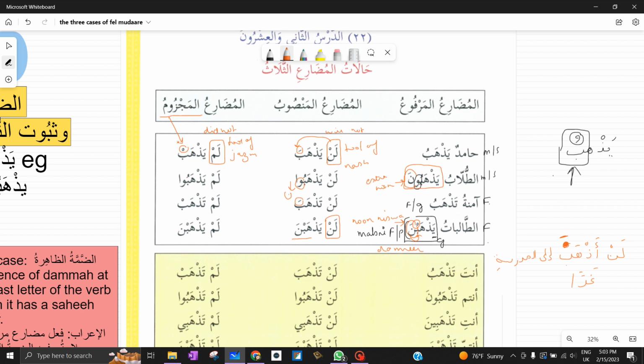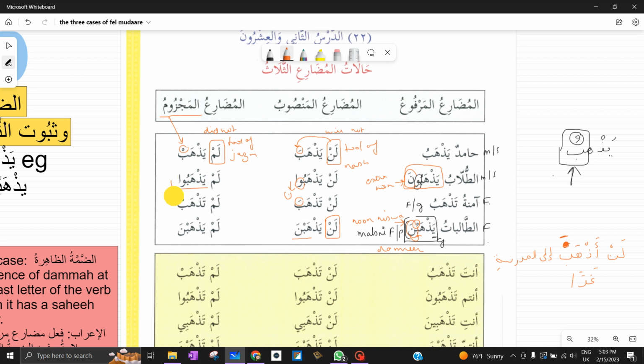Remember, all the fails, either amr or fail mudaare or fail madi, they cannot take a kasra. Ever. So that's why here in majzoom case, when lam or the particle of jazm is used, the last letter of the fail mudaare will have a sukun. Lam yazhab. Lam yadhhabu.